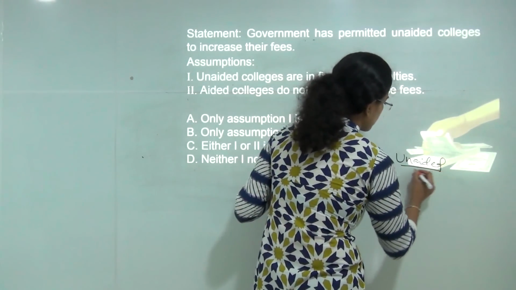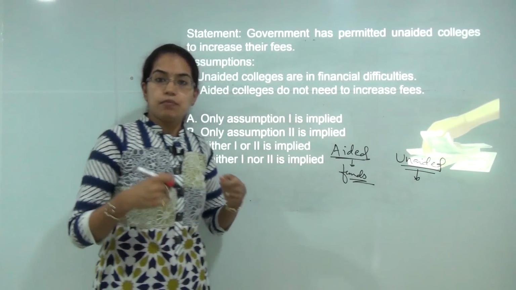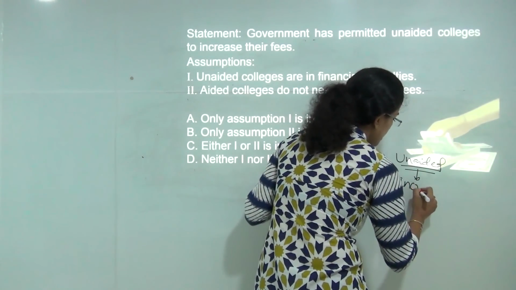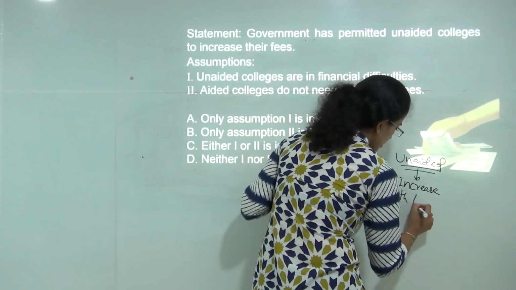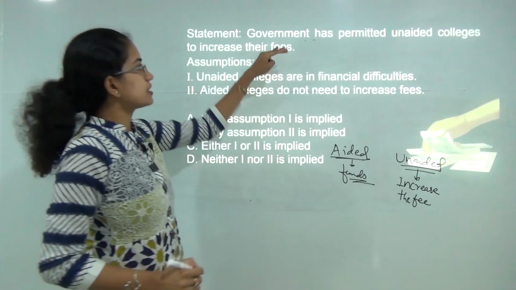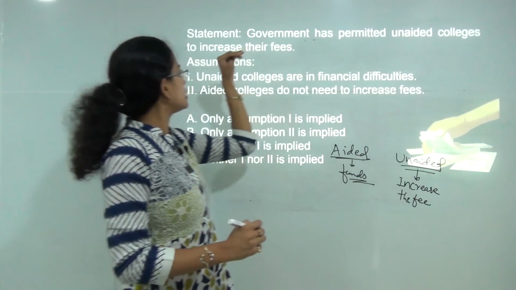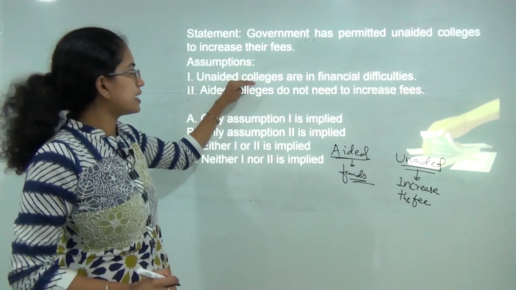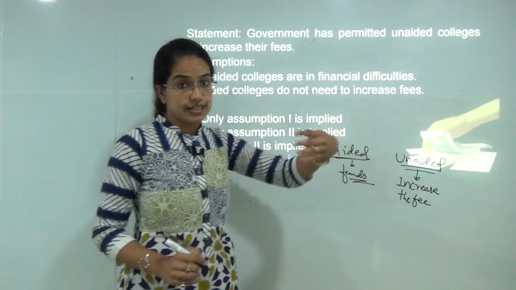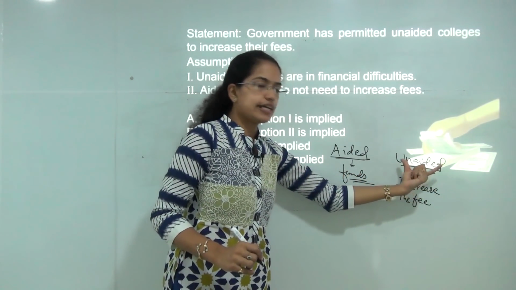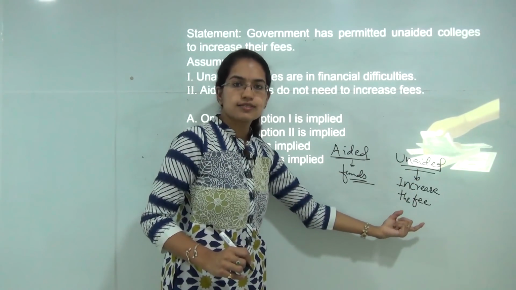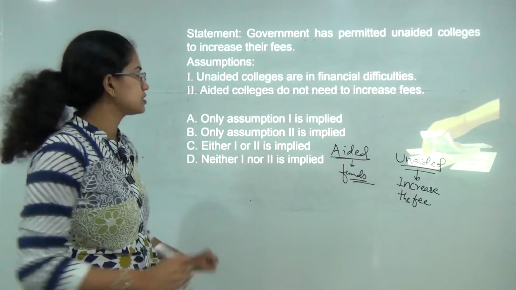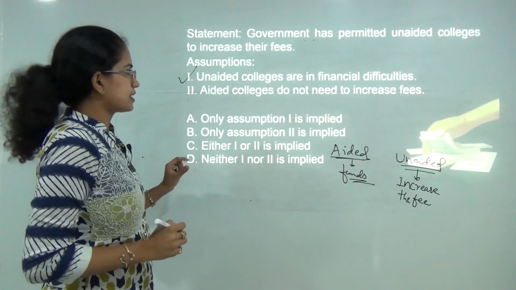So what would happen here would be, they would require money from some source to run the college. As a result, what they would do is, they would increase the fees. So the question says, government has permitted unaided colleges to increase their fees. Okay. Now the assumption is unaided colleges are in financial difficulties. That can be true, because they are needing money in some fashion or another to run the college, and only because they want to run the college successfully, they are trying to increase the fees of the students. So that would be a correct implication.